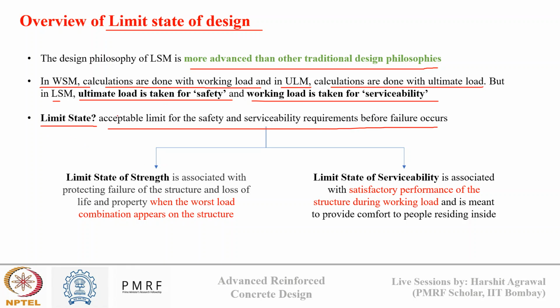Okay, so we have two types of limit state: limit state of strength, or limit state of safety, and limit state of serviceability. So this limit state of strength, or limit state of safety, is associated with protecting against failure of the structure, when the worst possible load combination is taken into consideration. And limit state of serviceability is associated with satisfactory performance of a structure during working load condition. Okay, so this is the ultimate load, the worst combination that we take for limit state of strength. And when we talk about serviceability, we don't take the worst possible loading condition because that won't occur always. So we just take the working load or service condition. Okay, so in that, my structure should perform satisfactorily. So that is taken into account by the limit state of serviceability.